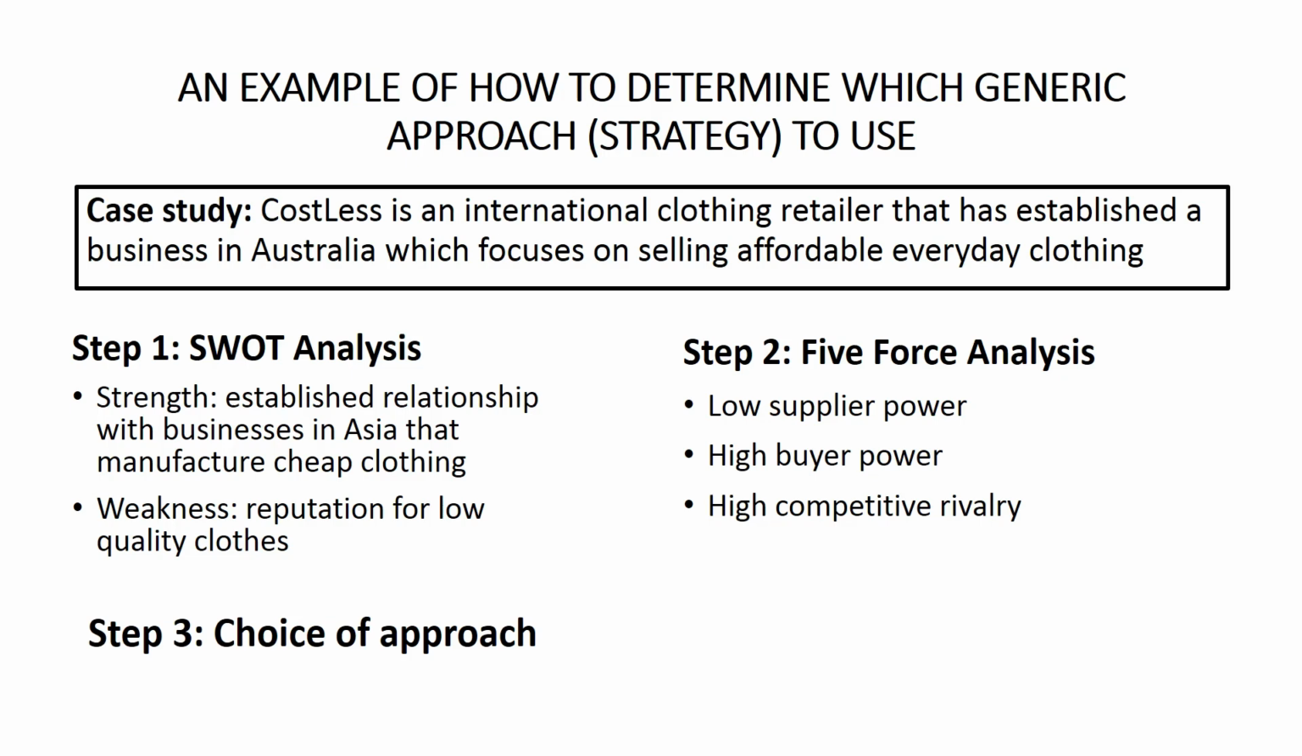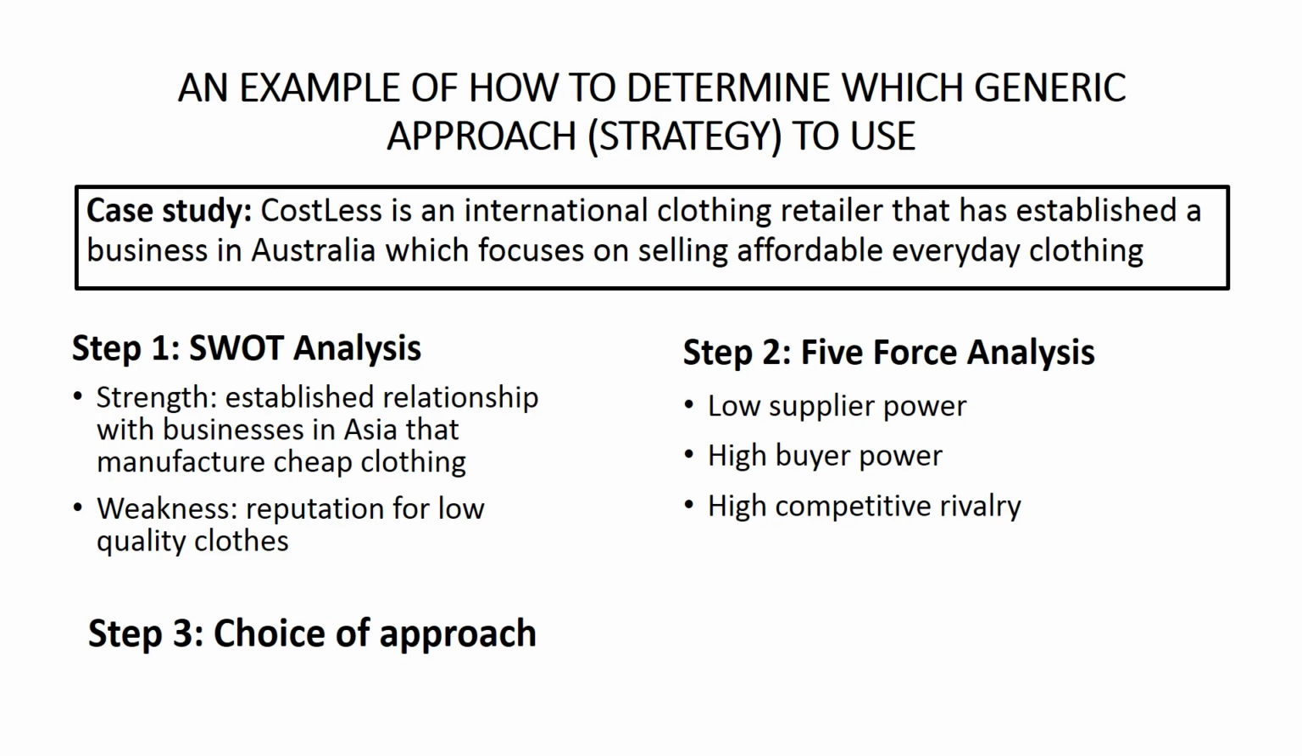On the other hand, Costless's strength is that it can access cheap clothes from Asia, which means that it can afford to sell those clothes at a low price. In addition, there is low supplier power, which means that Costless can drive down the price at which it buys its clothes from its existing Asian suppliers because it can threaten to buy clothes from their competitors if they do not sell the clothes to Costless at the lowest available prices.